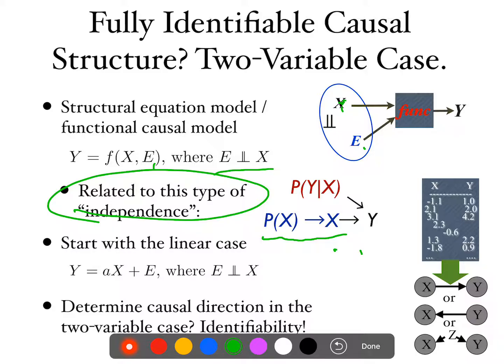This was known as modularity in the literature of causality a long time ago. And in the linear case, we have this functional causal model. Y is a linear function of x plus noise. Okay. Now the problem is whether we can determine the causal direction between two variables, given only the statistical data.